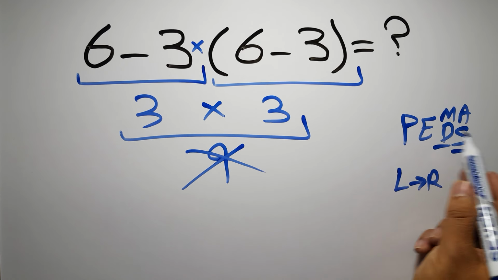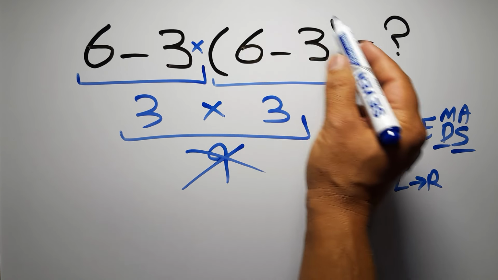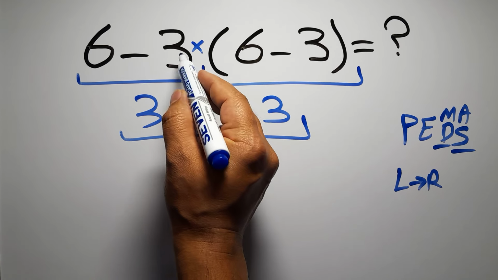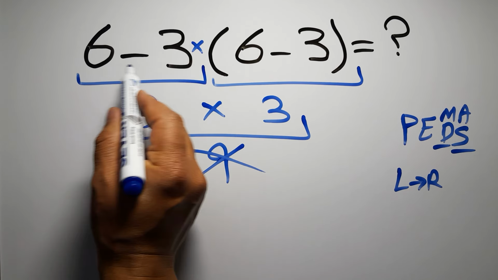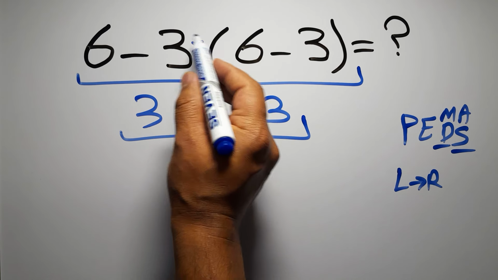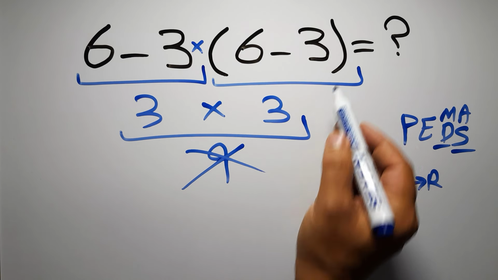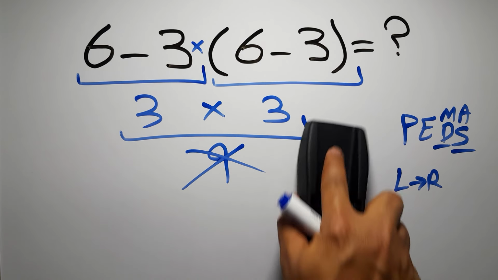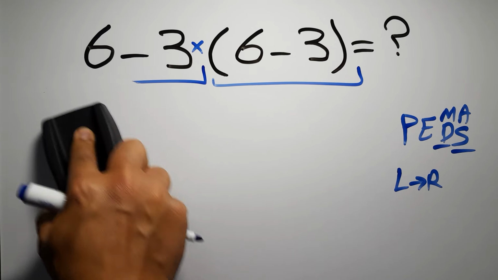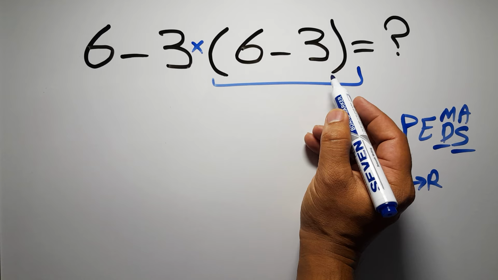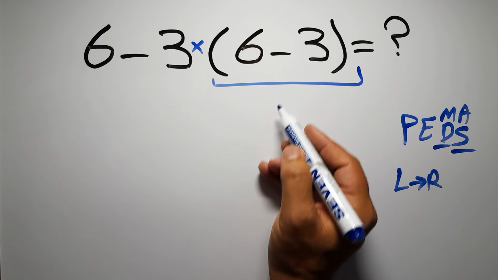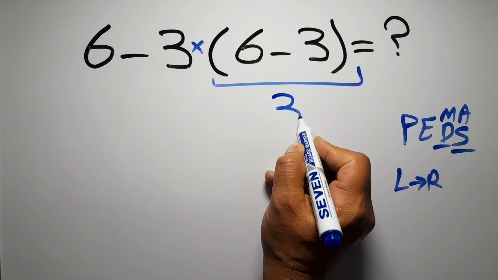Okay, so according to the PEMDAS, first we have to do this parenthesis, then this multiplication, and finally this subtraction. If we do this subtraction before this multiplication or this parenthesis, it is wrong. So first this parenthesis. Inside this parenthesis we have 6 minus 3, which gives us 3.